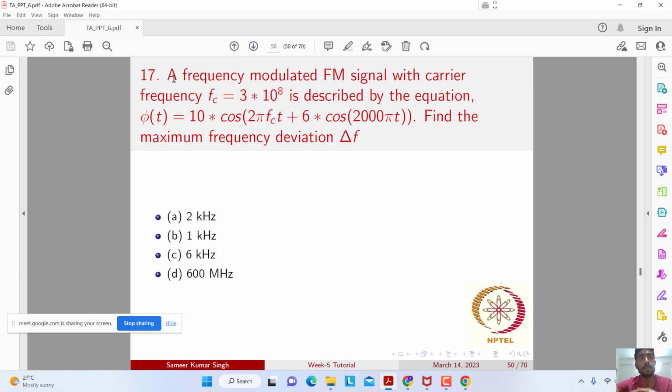Okay. Question number 17. A frequency modulated FM signal with a carrier frequency Fc equal to 3 into 10 to the power 8 is described by the equation. Find the maximum frequency deviation delta F. Again compare this equation with the general equation of FM. You automatically get all these values. That is the beta, FM. Just use the formula of the frequency deviation.